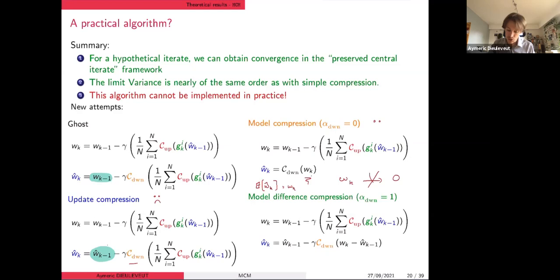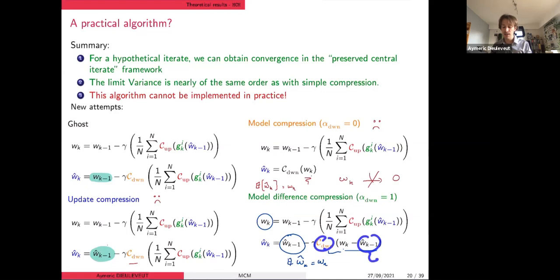And finally, something I could try to do, and perhaps the thing we hoped would work the most at the beginning, was to compress the difference between this model that I've built on the central server and the previous model I would hold. Clearly, this also satisfies the unbiased assumption. And now the variance only depends on this distance. The problem is that here the noise is going to expand with iterations, because I have a noise, let's say, proportional to sigma square in that iterate. Then I'm going to have a noise which is impacted by the sigma square when I compress that.